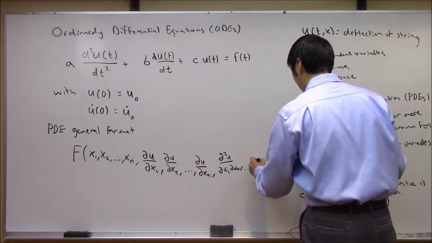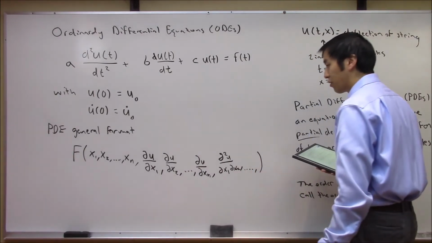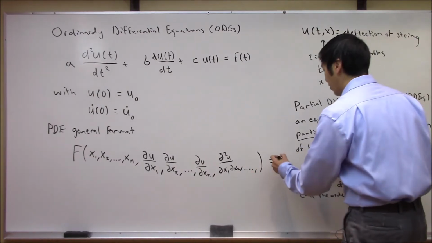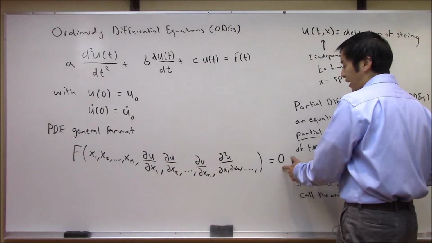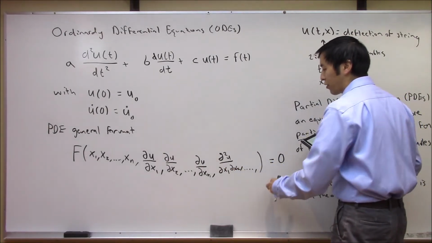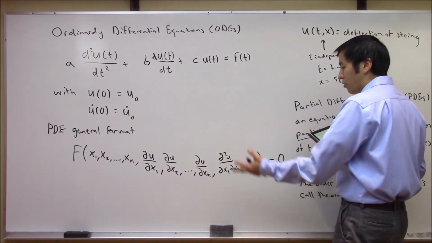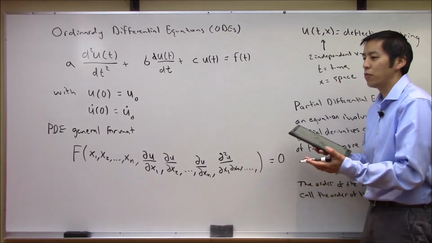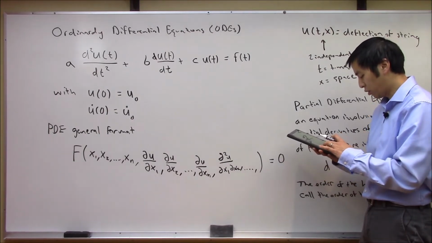And then maybe we'll just leave it as that. This is a general expression, right? And this might equal, I don't know, 0 or something like that. It might equal some forcing function, but you could always subsume that forcing function over here. So in general, this is a very open-ended way that you might go ahead and define a partial differential equation.